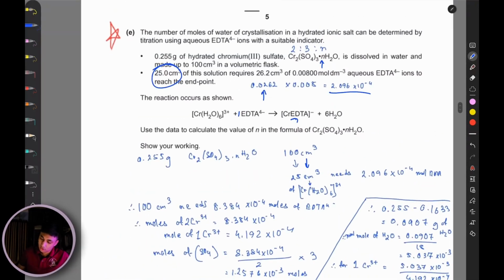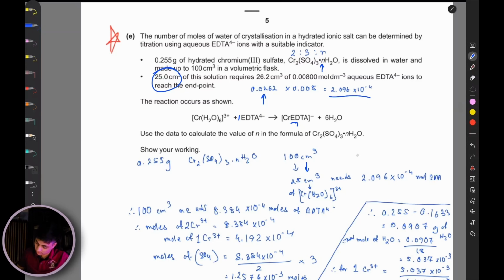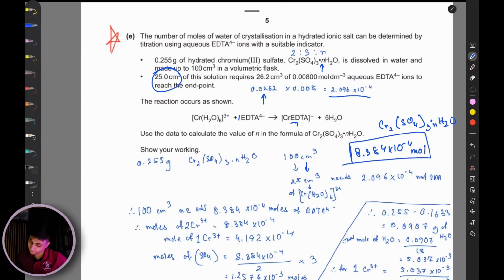So what you have over here is 8.384 × 10^-4 mole of Cr2(SO4)3·nH2O. Okay. So you have a total of these many moles of chromium. Now listen carefully. That is 8.384 × 10^-4 is the total number of moles.